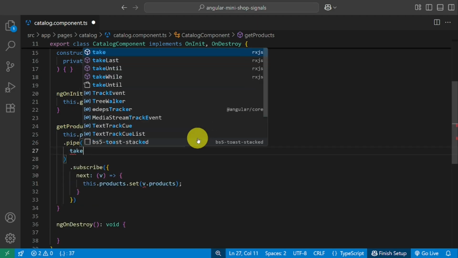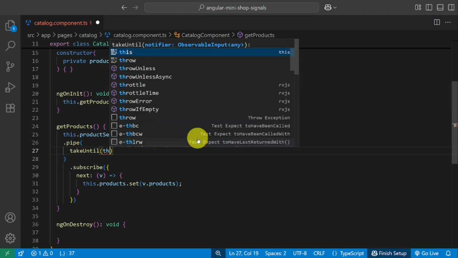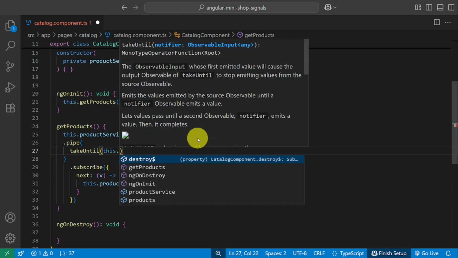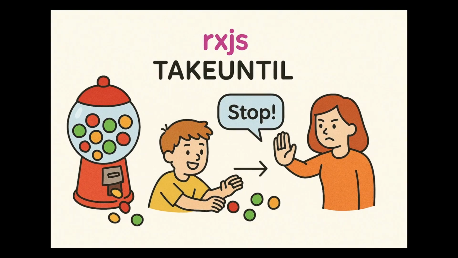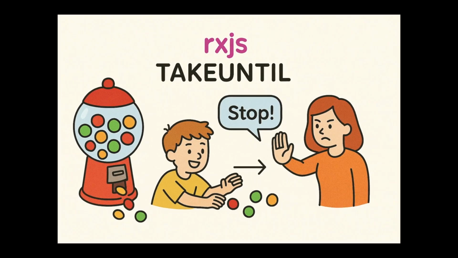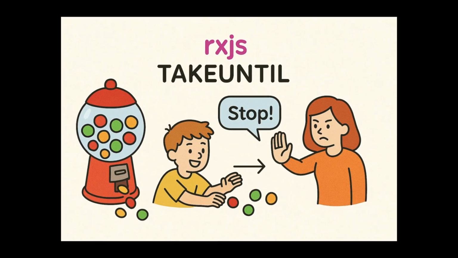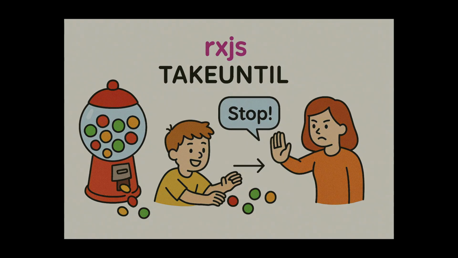Now we write pipe and then we write takeUntil, and inside that we pass destroy. But what is takeUntil? Picture a candy machine dropping candies one by one. You grab them until your mom says, stop. Then you stop, even if more candies come. takeUntil is like that stop signal. It tells the stream to stop sending things when something else happens, like a timer or a button.